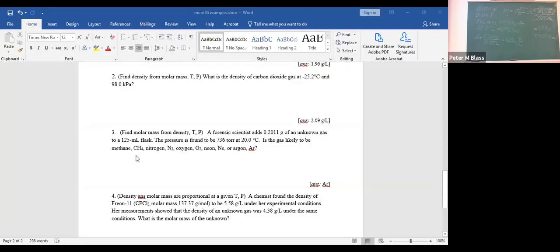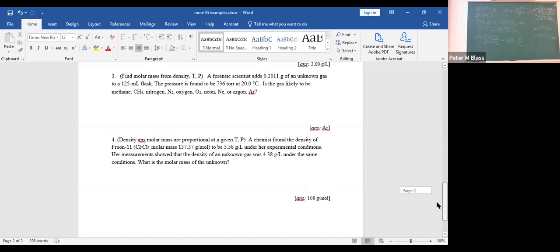Let's see. Methane would be 16, nitrogen's 28, oxygen's 32, neon's about 20, and argon 40. 40, that is the molar mass of argon. So we got that one, I think.